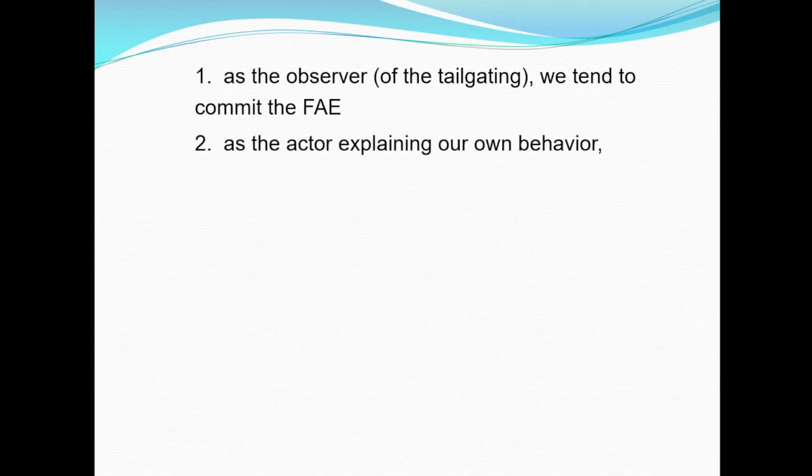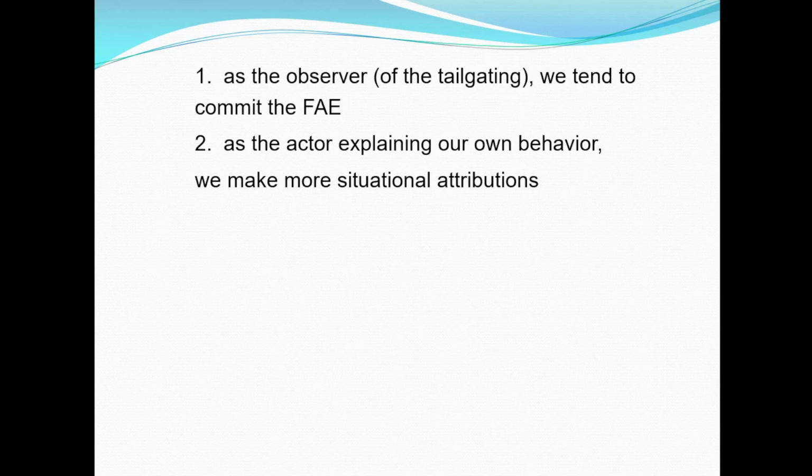Okay, so what's my point? Half of the actor-observer bias is the FAE. That's right, we're not done talking about the FAE. So half of the actor-observer bias is as follows. As the observer of the tailgating, we tend to commit the FAE, and we tend to call the tailgater names like jerk, idiot, aggressive. But as the actor explaining our own behavior, if I'm the one tailgating somebody else and I have to explain my own behavior, well then we tend to make more situational attributions, like I'm late for something or the driver ahead of me is going really slow. Or it's no big deal, this is how people drive where I'm from.